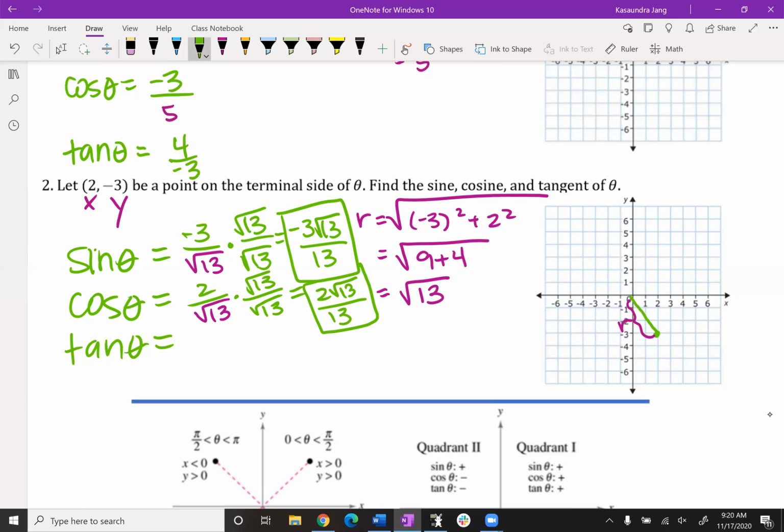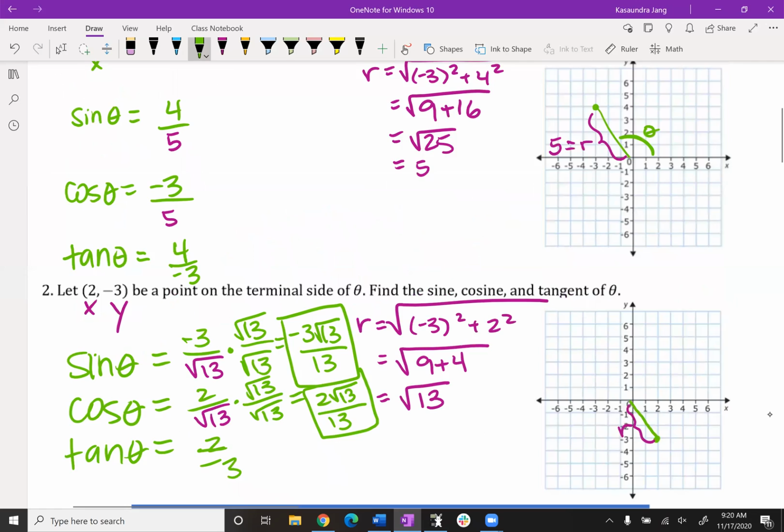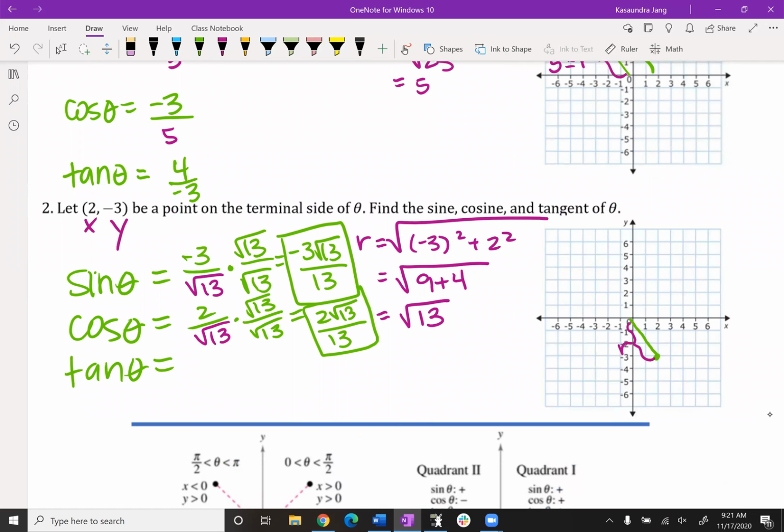All right. And then Abdi, what do I do for the tangent? Nice. 2 over -3 like this? Yeah. Super close. Oh, -3 over 2. There we go. It's your y over x. But yeah, you didn't need the root 13 on this one, right? Yeah. So -3 over 2. That's my final answer for tangent.